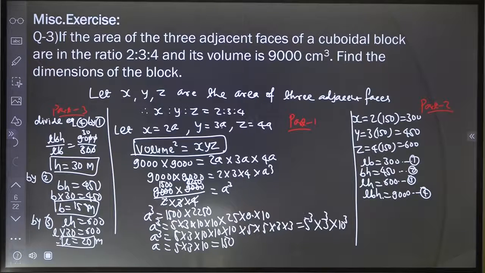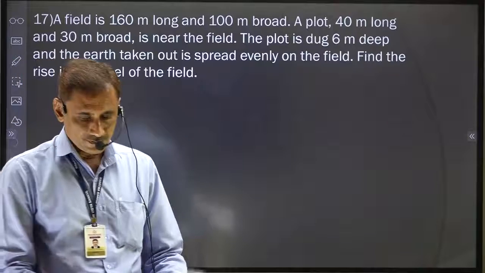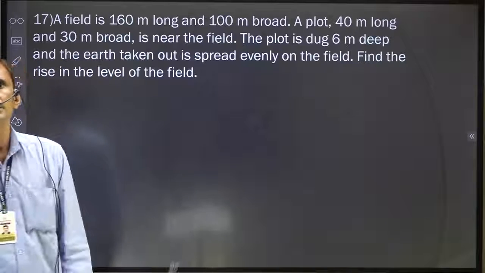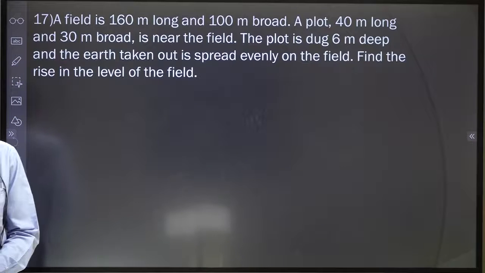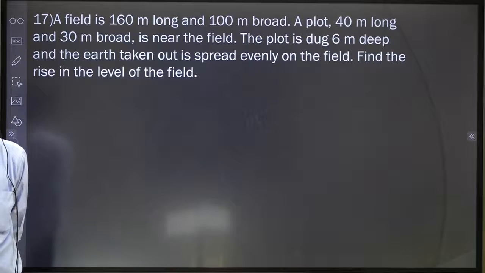Okay, now we see the next one. A field is 160-meter long. This is 17A from the miscellaneous exercise only. You just refer to your textbook. A field is 160-meter long and 100-meter broad. A plot 40-meter long and 30-meter broad is near the field. The plot is dug 6-meter deep, and the earth taken out is spread evenly on the field. Find the rise in the level of the field.